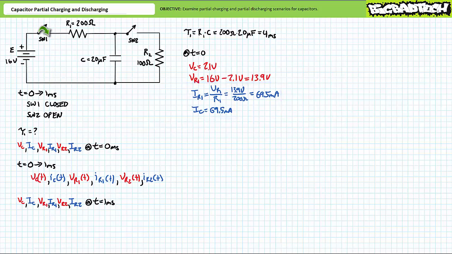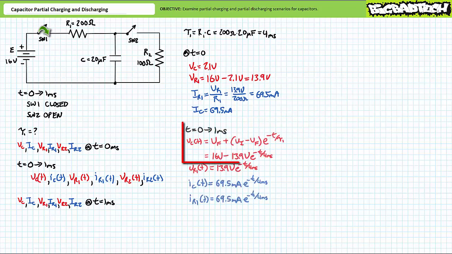Given these initial values and time constant, one can determine the time-varying expressions for the properties of interest during the partial charge process between t equals 0 and 1 millisecond. Voltage across the capacitor as a function of time, Vc of t, can be expressed as Vf plus (Vi minus Vf) times e to the negative t over tau, where Vi is the initial voltage of 2.1 volts, Vf is the final steady-state value of 16 volts, and tau is the time constant 4 milliseconds.